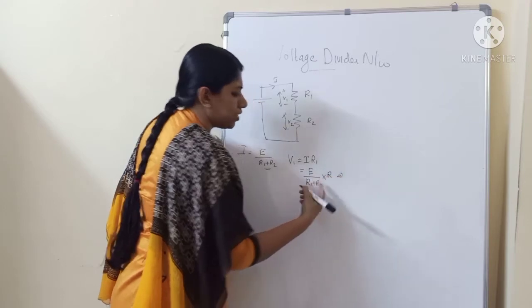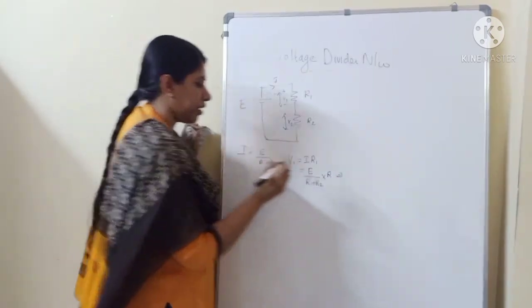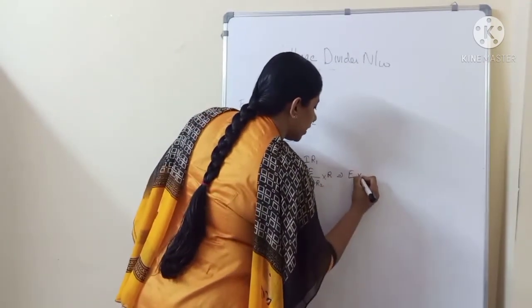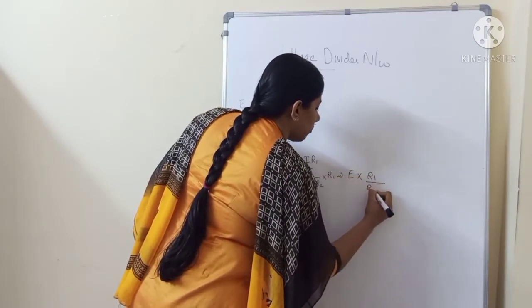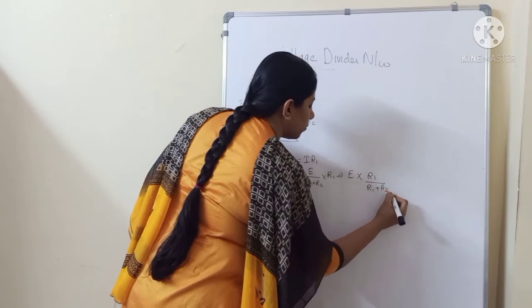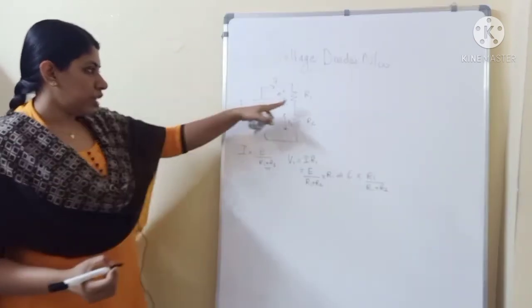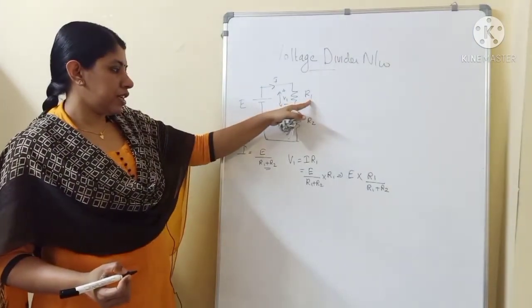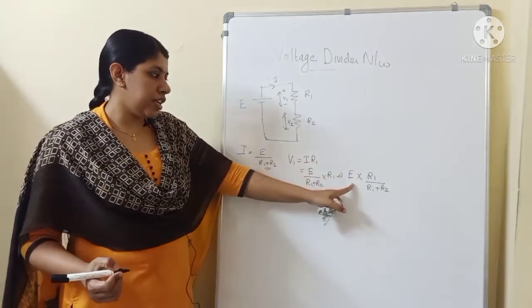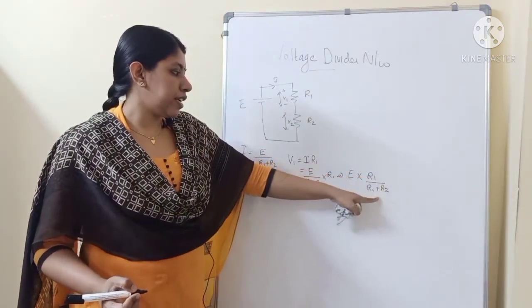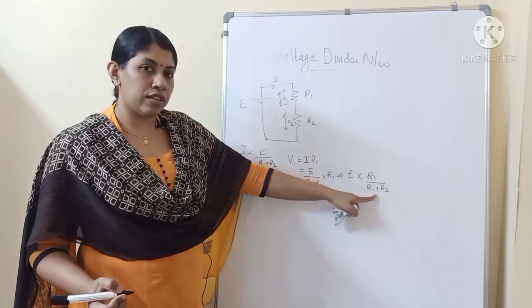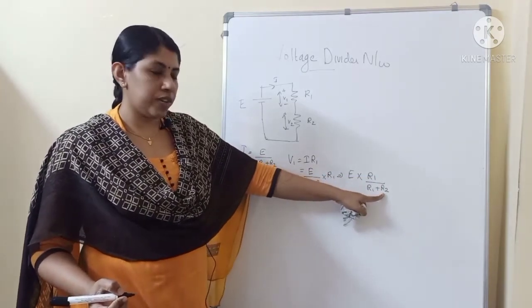If you arrange it in a suitable way, you can write it in this form also: V1 equals E into R1 divided by R1 plus R2. So you can say that the voltage drop across the resistor R1 is given by the applied voltage E into the ratio of that particular resistance to the total resistance R1 plus R2, right?